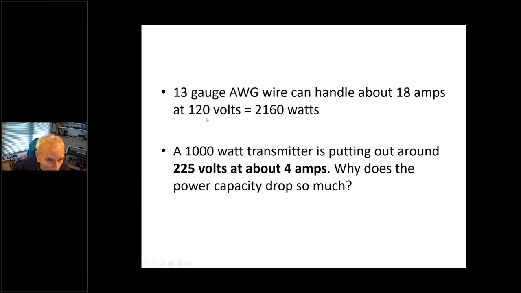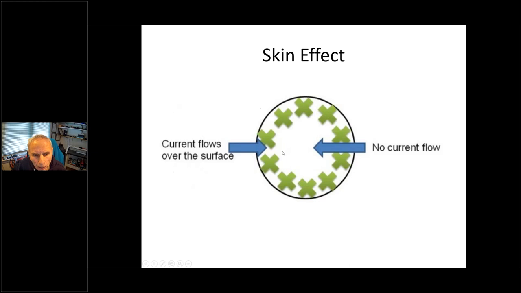Okay. So in the case of the 213, we looked at the capability of a 13 gauge wire, approximately something like this, really about 2100 watts, but there's always a safety margin. What is that carrying in volts? 220 volts at 4 amperes. Well, that certainly sounds like a reasonable amount to be carried in that wire. So why are we losing so much as we increase our power? Well, it's something called the skin effect.